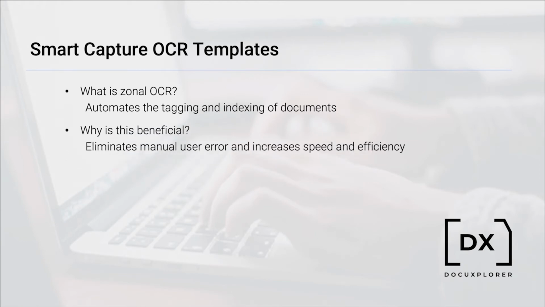So why is this beneficial? It's beneficial because it reduces the amount of human interaction with a document. So rather than hiring administrative people to stand in front of a scanner all day, looking at the document and tagging it with the metadata, the zonal OCR templates allow you to load the template, do a batch scan, and the process is complete, basically reducing the amount of human interaction down to virtually nothing.